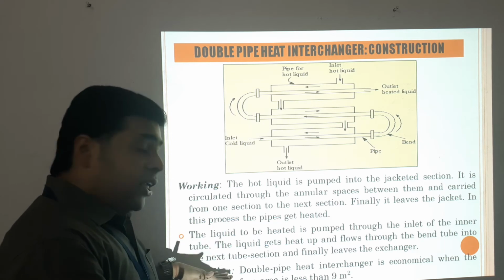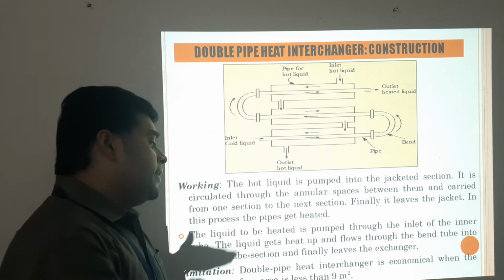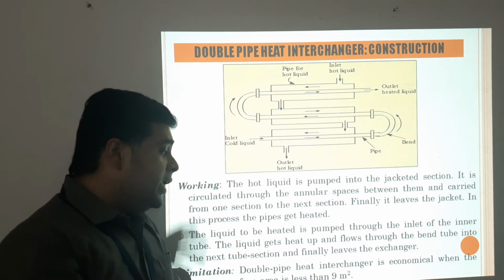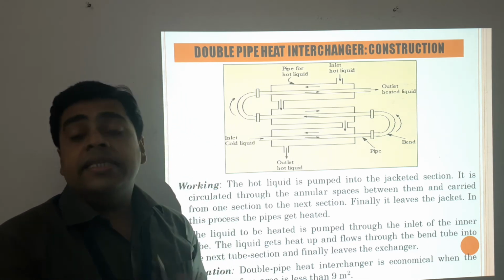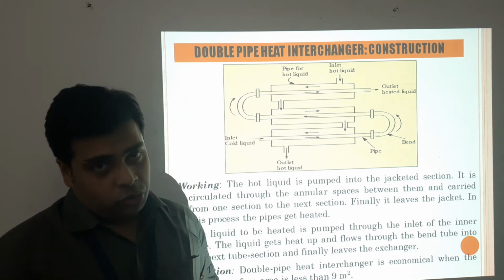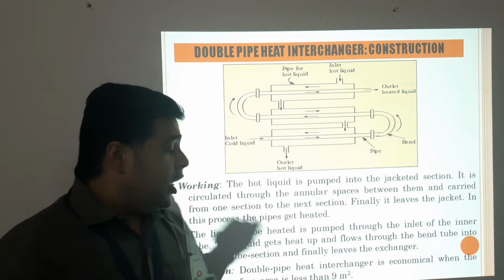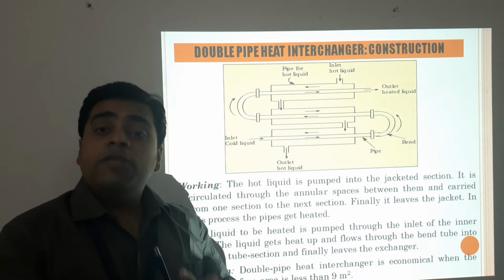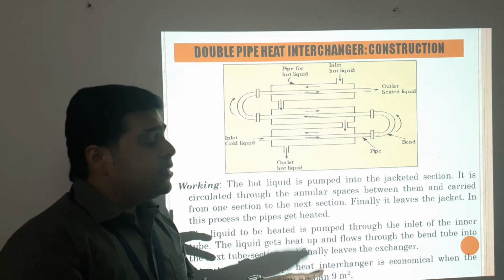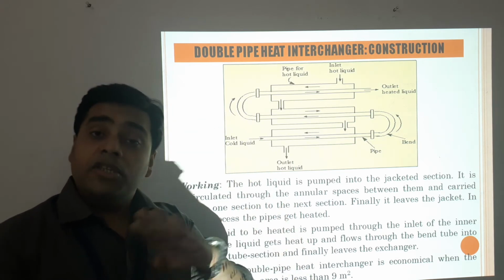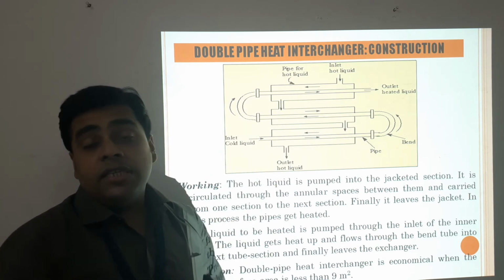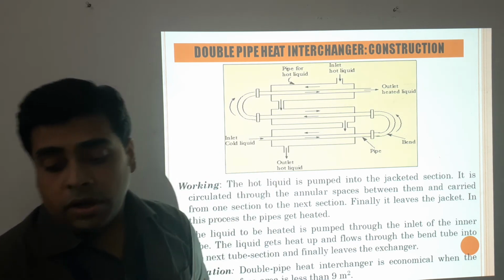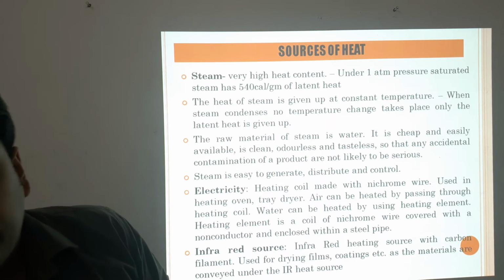Come to the limitation of this interchanger: the double pipe heat interchanger is economical when the heating surface area is less than 9 square meters. So this is the limitation. If we can stick to this area, then it is quite economical, but if we have a larger surface area, then this is not an economical choice.